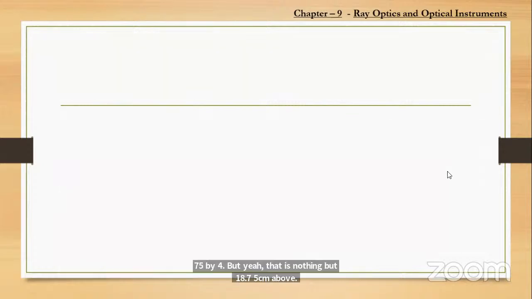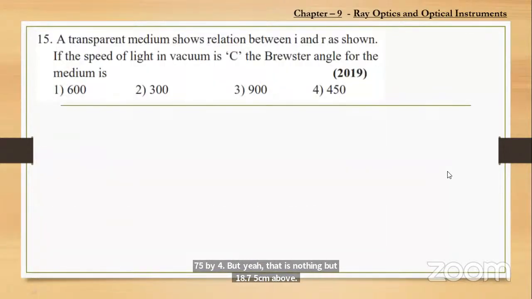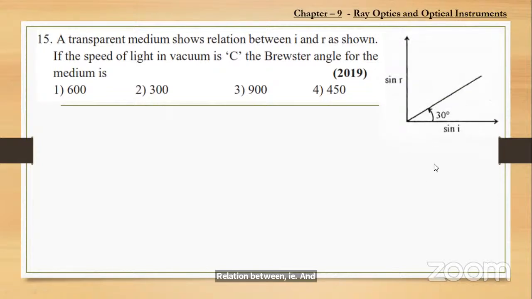Okay, students. Come to the next question. A transparent medium shows the relation between I and R as shown in the figure. The figure has come. See, the transparent medium shows the relation between I and R as shown in the figure.